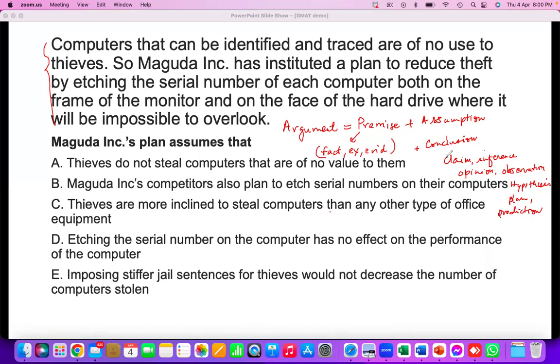And these two things are basically part of argument. That is, these are written part of argument. Now, assumption is something which is there but not there. You understand? Assumption is something which is there but not there.